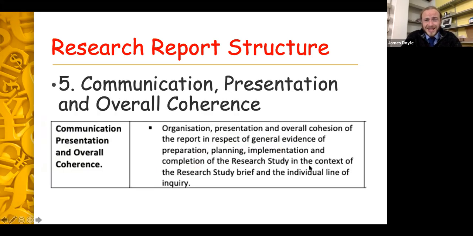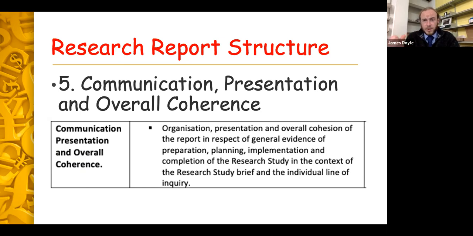Okay. The last section then is the communication, presentation, and overall coherence section. Now this section is actually specified already in the outline marking scheme as 15 marks. And what it says: organization, presentation, overall cohesion of the report in respect of general evidence of preparation, planning, implementation, and completion of the research study in the context of the research study brief and the individual line of inquiry. There's an awful lot of words in that. To break that down very simply, these are the marks that you don't want to be losing.